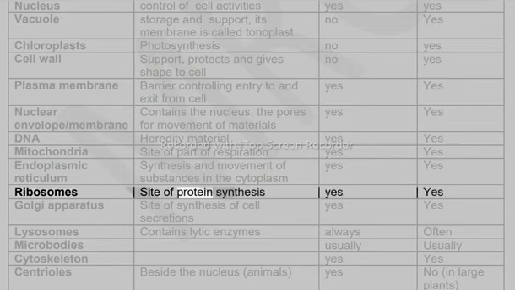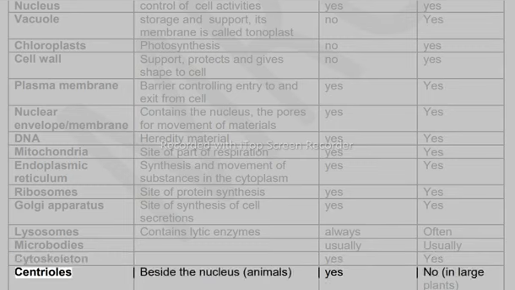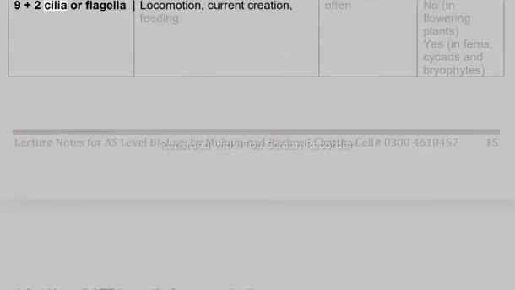Ribosome: site of protein synthesis; yes, yes. Golgi apparatus: site of synthesis of cell secretions; yes, yes. Lysosomes: contain lytic enzymes; always in animal cells, often in plant cells. Microbodies: usually. Cytoskeleton: yes, yes. Centrioles: beside the nucleus; yes in animals, no in large plants. 9+2 cilia or flagella: locomotion, current creation, feeding; often no in flowering plants, yes in ferns, cycads and bryophytes.